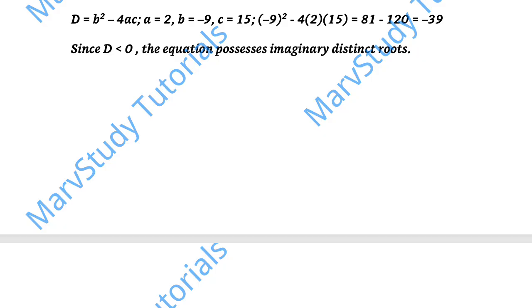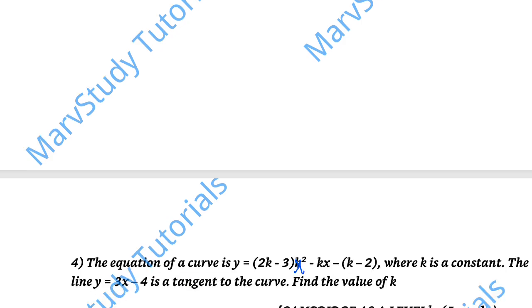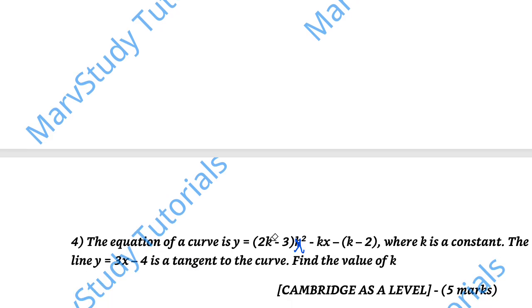Okay, so next we're looking at some things I told you to note in some parts of the video where we talked about a line and a curve intersection. So we're going to take this question, which is based on that. The question says the equation of a curve is y equals (2k minus 3)x squared minus kx minus (k minus 2), where k is a constant. The line y equals 3x minus 4 is a tangent to the curve. Find the value of k.